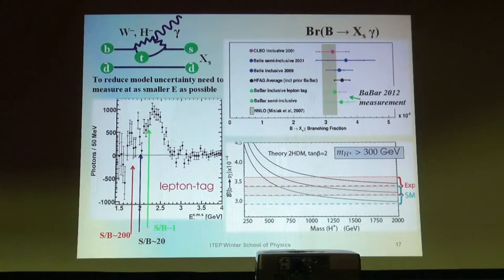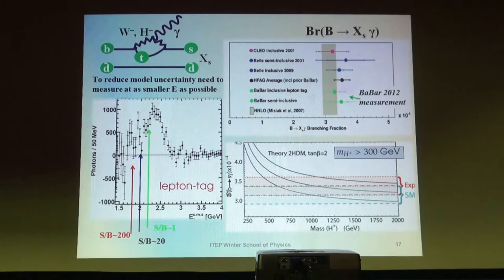Another example of penguin decays is the radiative penguin. In this case, we can expect a contribution from a charged Higgs if there are two Higgs doublets. So in addition to the W, the charged Higgs can contribute to this loop. Its coupling constant is related to the mass of the particles, so it's quite big. Of course, it should be suppressed if the charged Higgs is heavy. Experimentally, what we need is to measure the branching fraction and compare with the standard model prediction.